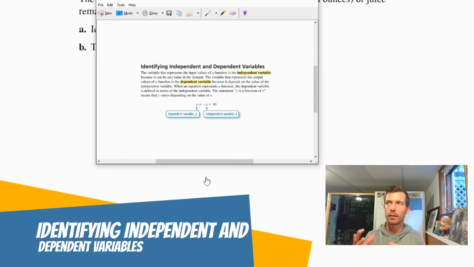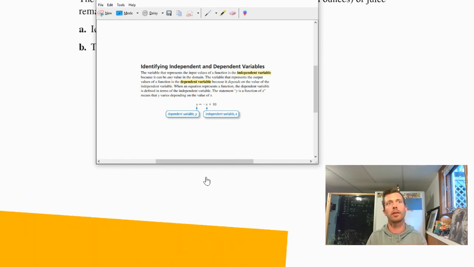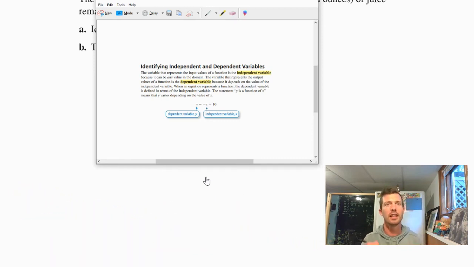So by definition here, it says the variable that represents the input value of a function is the independent variable. So think about it. It stands alone. It's the value that I substitute in. It's my input. It stands alone because the output is the dependent. The output depends on what you put into the machine, right?